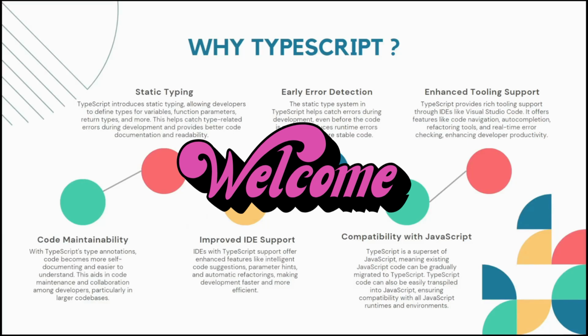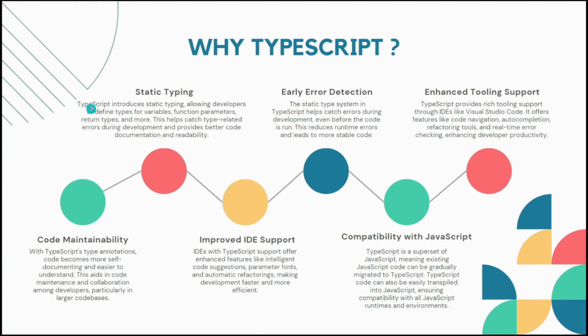So now we are going to understand why TypeScript is needed. First of all, it provides static typing. That means TypeScript introduces static typing, allowing developers to define types for variables. That's what we did. We can also do it for functions, and also the return types of the functions and some other methods, right? So this helps us catch type related errors during the development.